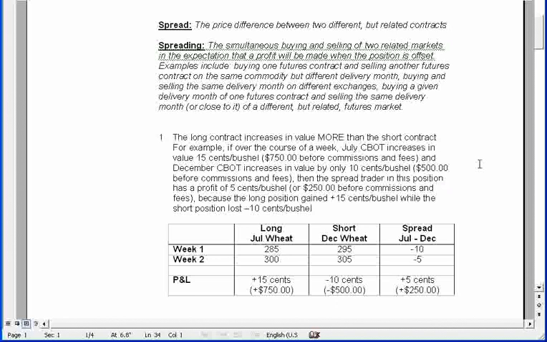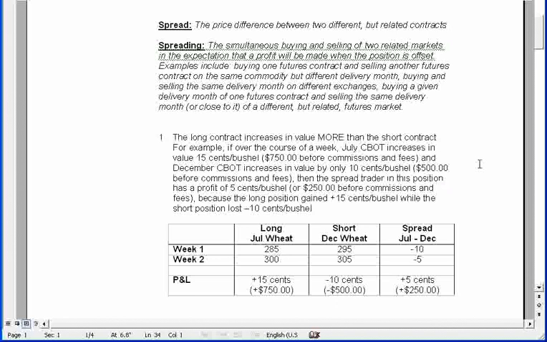If they both go up, like we talked about in our first example, where we bought July wheat at $2.85 and we sold December wheat at $2.95, we want to see July wheat increase in value relative to December wheat, which in our first example here, we made $750 or 15 cents on our long position. We lost 10 cents or $500 on our short. The differential in the spread, we picked up 5 cents. Or now $250. Yeah, or $250, exactly.